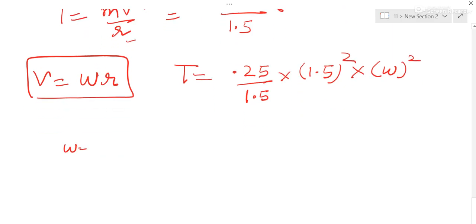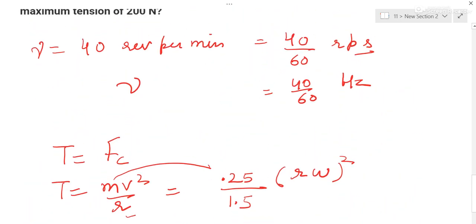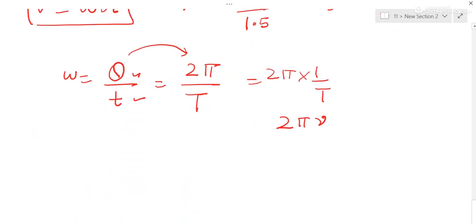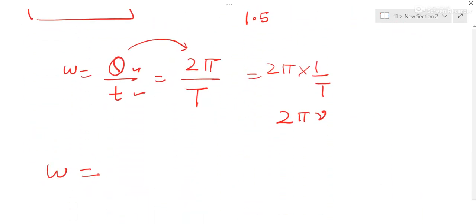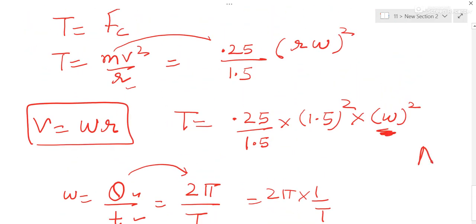So what is omega? Omega is theta by t, angle by time. Angle in one full revolution is 2 pi, right? And time is time period. Now it can be written as 2 pi into 1 by t. Reciprocal of time is frequency. We have frequency as 40 by 60. So please substitute 2 and pi and 40 by 60, calculate it and substitute here. You will get tension in newtons.